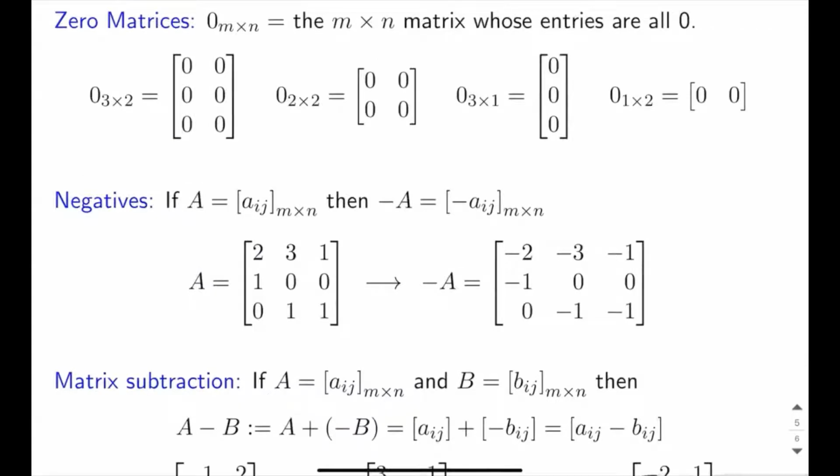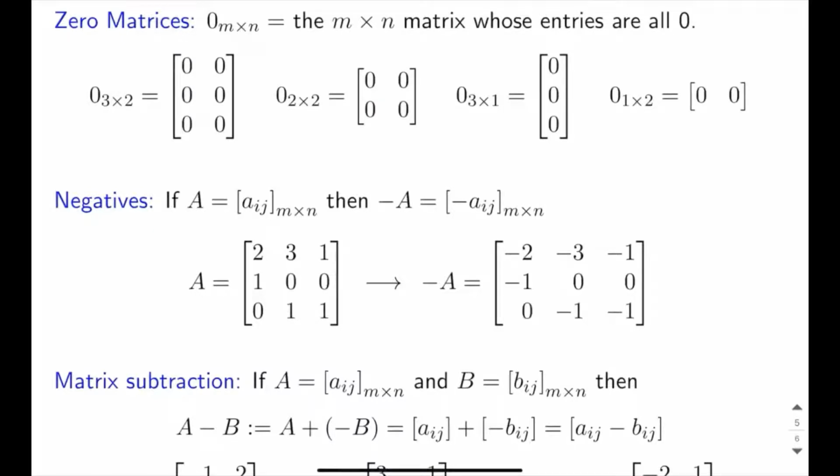Now, regarding the addition of matrices, there's a special matrix that when you add it with any other matrix, it will not change the matrix that you used to add with it. That's the zero matrix. So zero matrices are actually just matrices where all entries are zeros. Of course, if you add a zero matrix with any other matrix of the same size, you are going to get exactly the matrix that you used to add with the zero matrix.